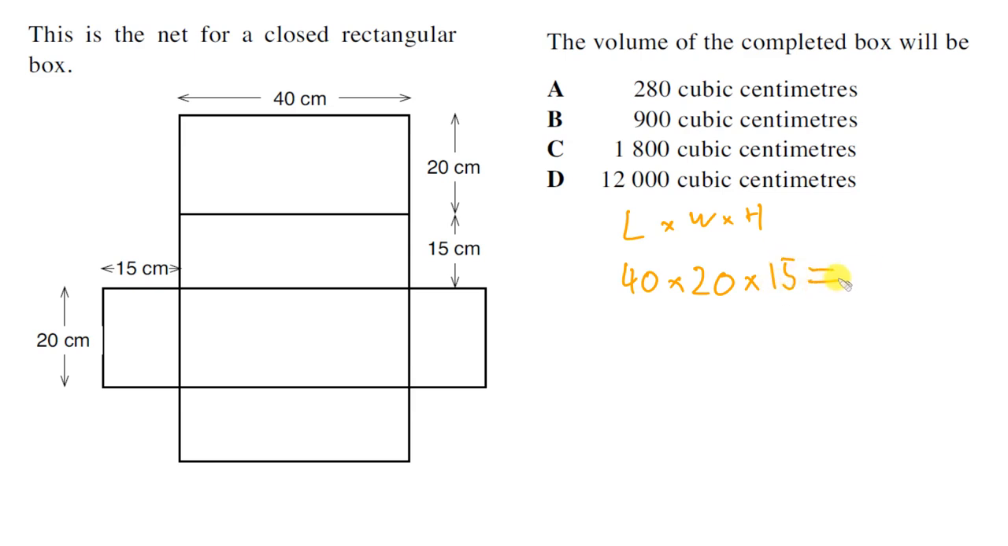When you multiply these all together, what do you get? Well, 40 times 20 is 800, and then 800 times 15 is equal to, first we have to do 8 times 15.